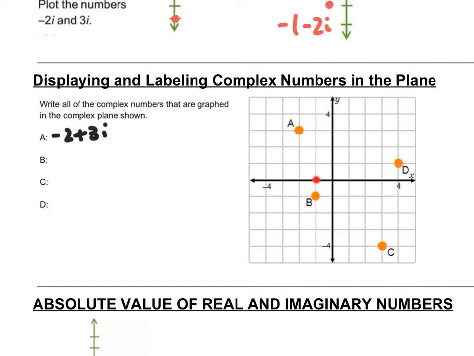Point B would be negative 1, and then minus an i. Point C over here would be the point 3, negative 4, so it'd be 3 minus 4i. And then point D would be over 4, up 1, so that would just be the point 4 plus i, 4 plus 1i.